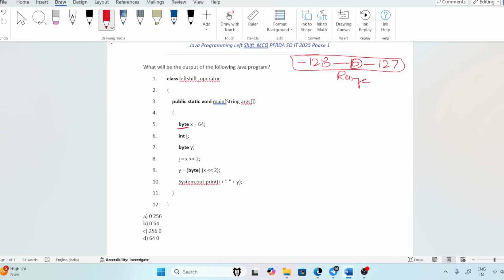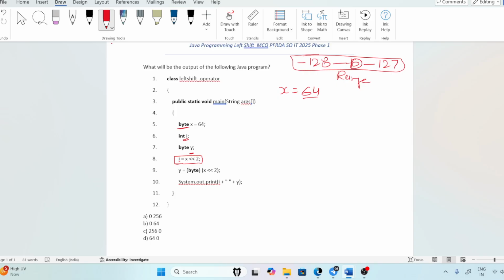I have said that the x value is 64. It is in the range, so no problem. Int has a very large range. Now byte y, again a variable of byte y. I have said int x left shift of 2 of x. It means 64, so let's write 64 in binary.